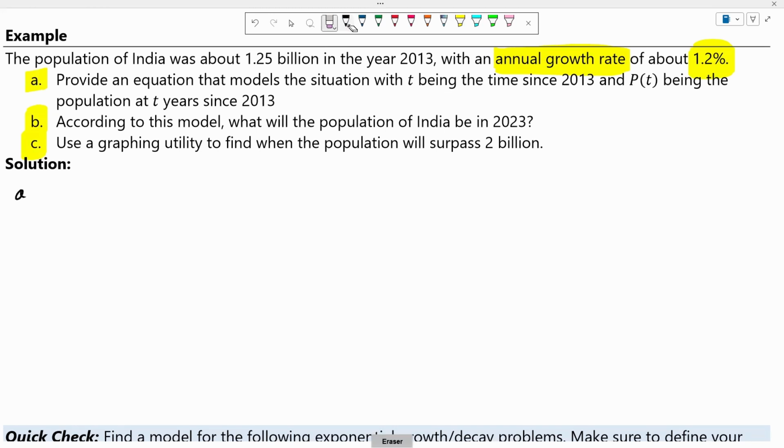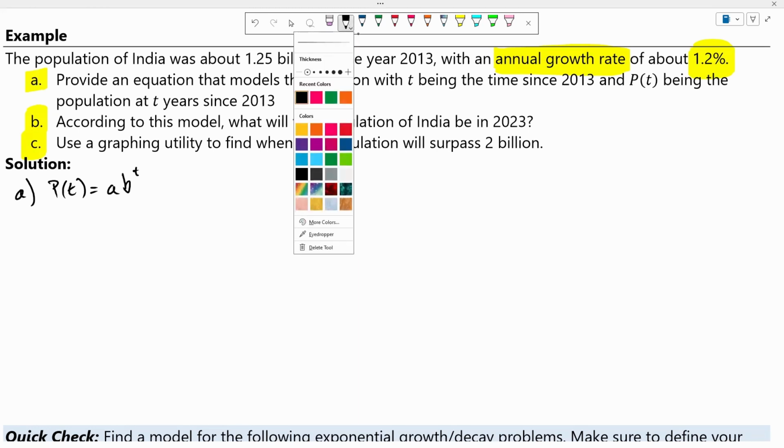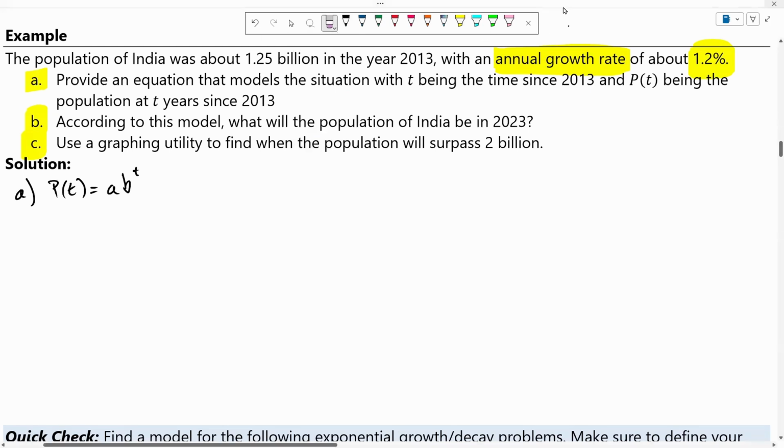Okay. It's got to be our P of T, right? It's got to be some A times B to the T power. All right. Is my marker the thinnest? Yep, it is. Okay. Cool. All right, so this has got to be our form. This has got to be our equation. Yeah?